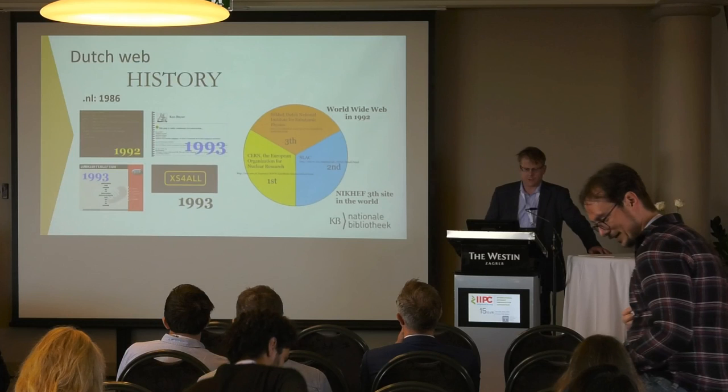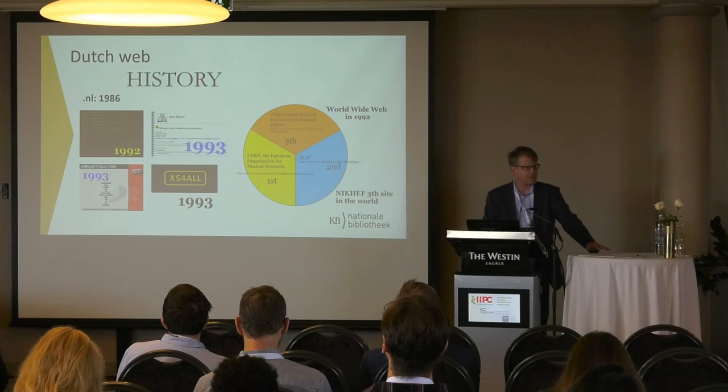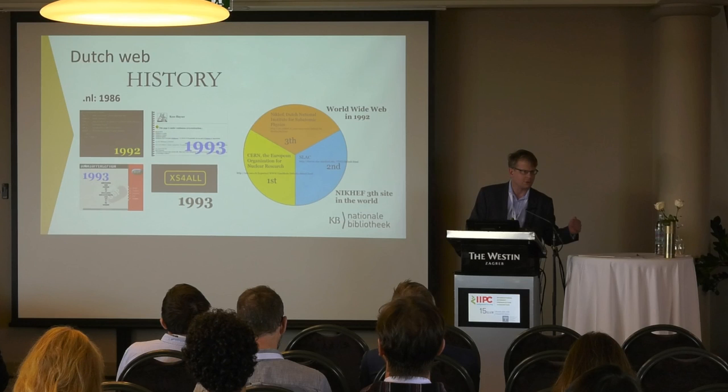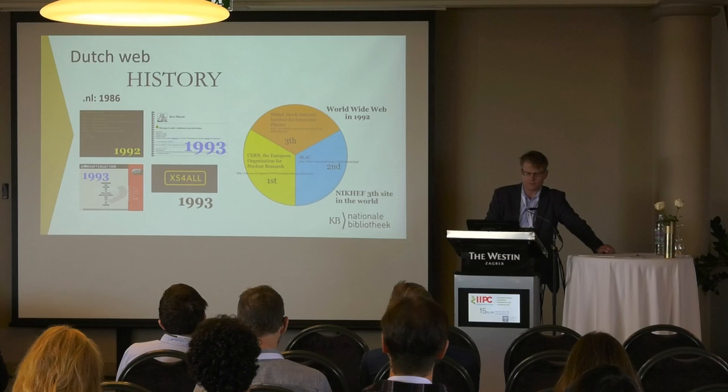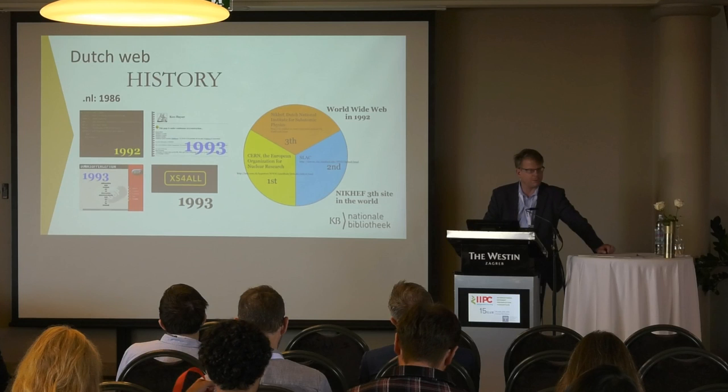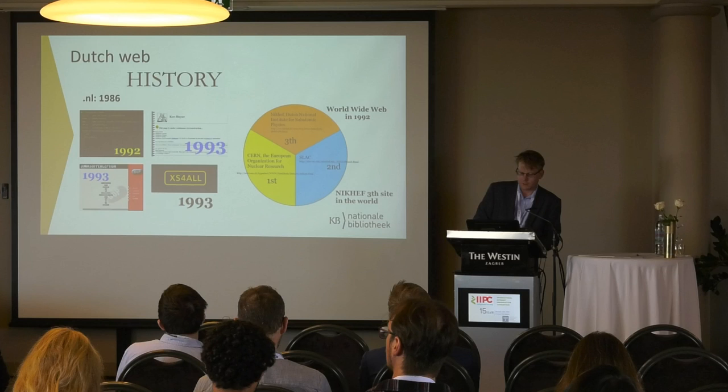So, very short on Dutch web history. Why web archiving before the web archive? Well, actually, web archiving in the Netherlands started quite late, and the Dutch national domain started quite early. So already in '86, there was the country code top level domain .nl, and then the first website was published in 1992. And the first website of the world was that of CERN in Switzerland.